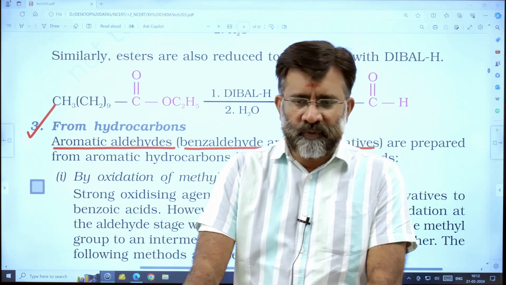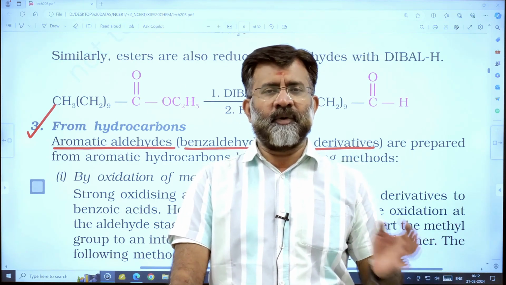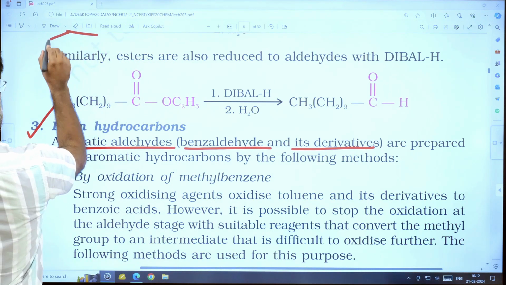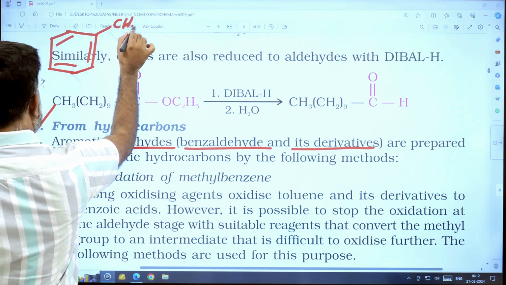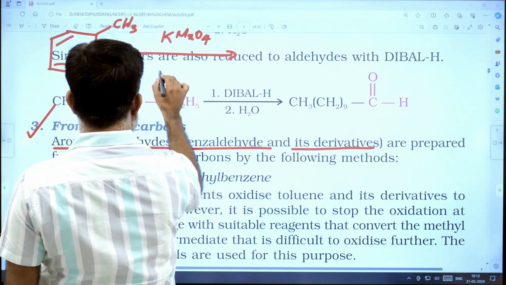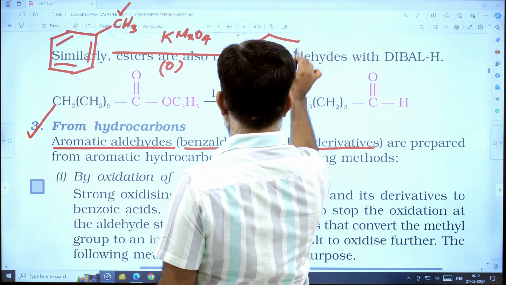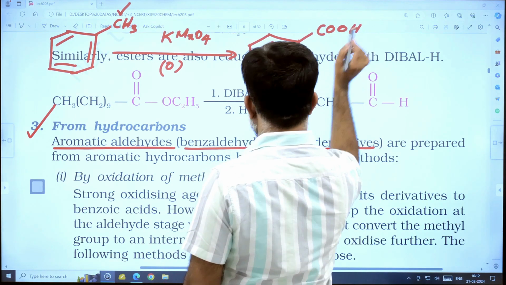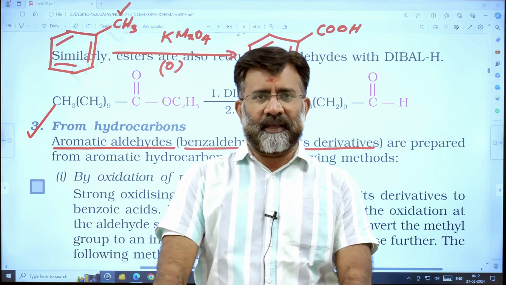Normally, when toluene is oxidized, you will get benzaldehyde, and that will be further oxidized to benzoic acid. If you take toluene, there will be side chain oxidation. If it is treated with a strong oxidizing agent like KMnO4, this carbon first may turn aldehyde, and then subsequently it will be converted to carboxylic acid. The final result is carboxylic acid.